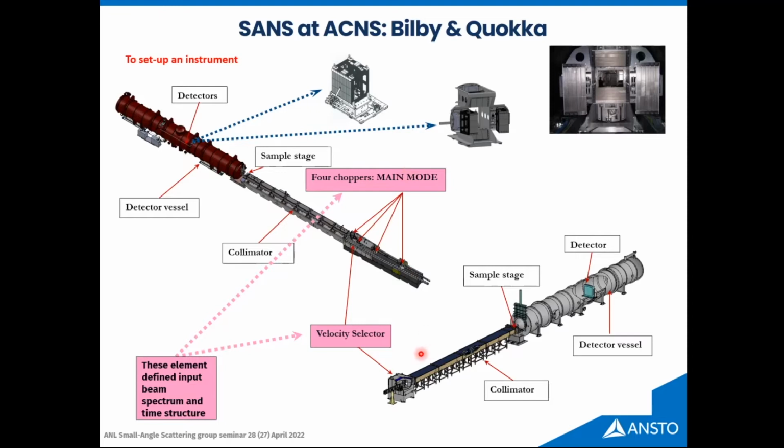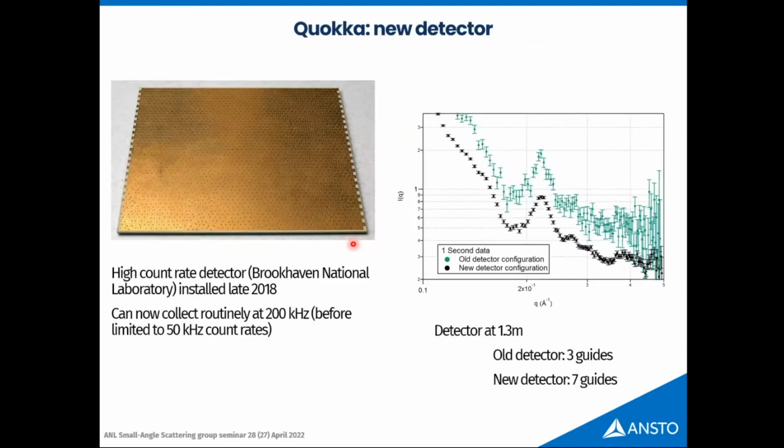I also have to say that despite having choppers and a time of flight option, we also have a velocity selector inside. We can use either or, actually, we can use both for some very interesting setups. And because I like to praise our instruments and say how great we are, Quokka has an absolutely wonderful new detector, made of little pins with about 5 millimeter separation. For SAXS that sounds like a joke, but for a SANS instrument, 5 millimeter separation between points, I mean the pixels on the detector, is very tiny. This means I can cover a lot of Q range with a lot of detail.